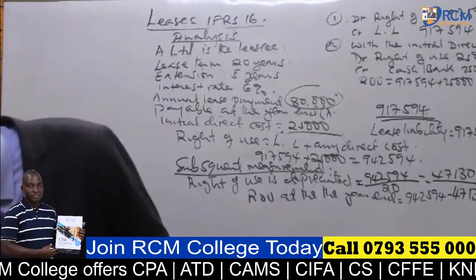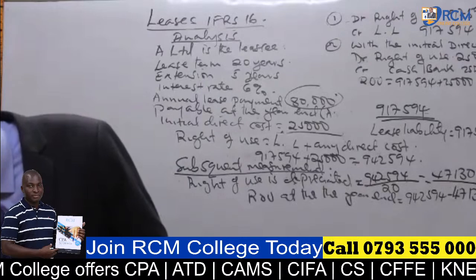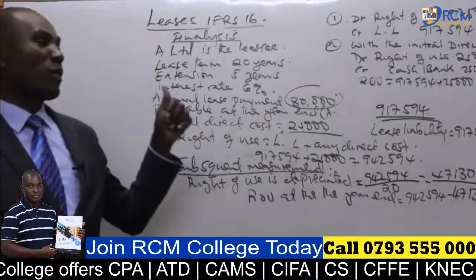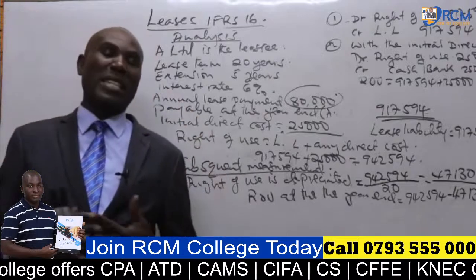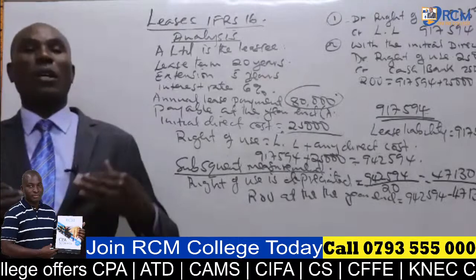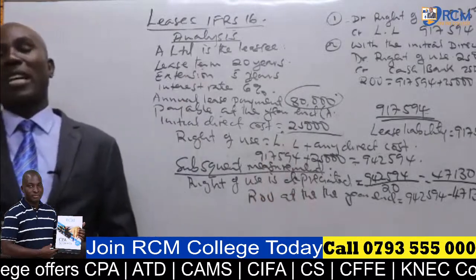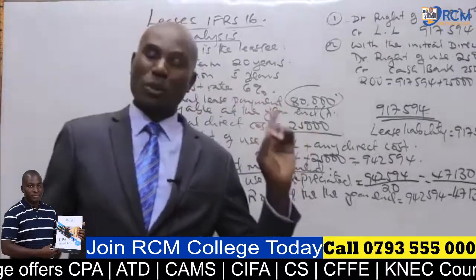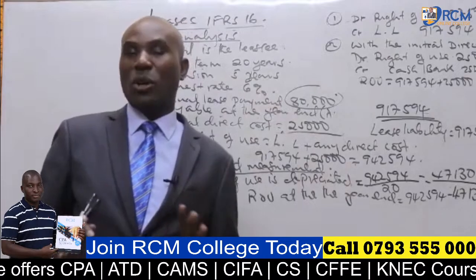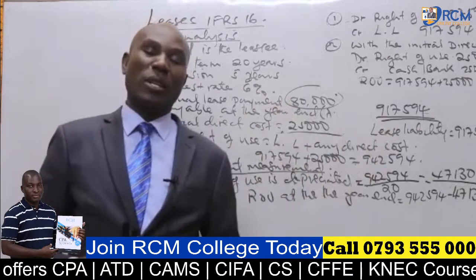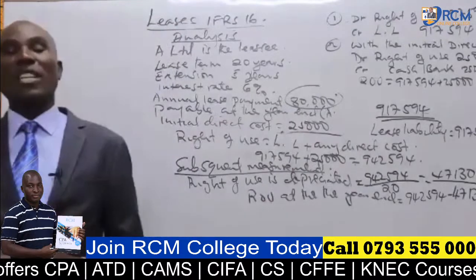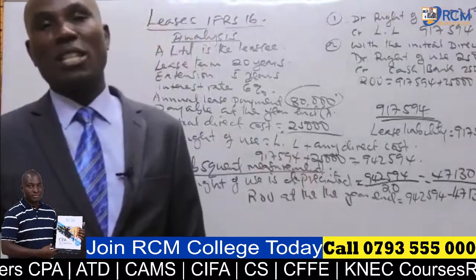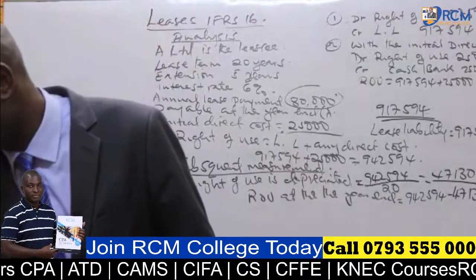Will we divide by 25 if the 5 years were extended? No. On initial recognition, we divide by 20. But if it was extended, we have what we call a lease modification. We are going to discuss lease modification. On initial recognition, before extension, we divide by 20. Now that extension, we call it lease modification. We are going to discuss how you carry out lease modification in our subsequent discussions.